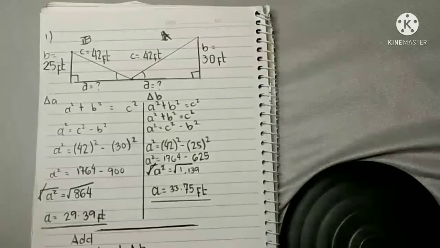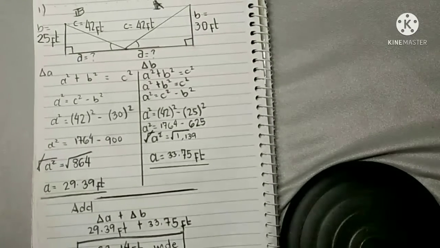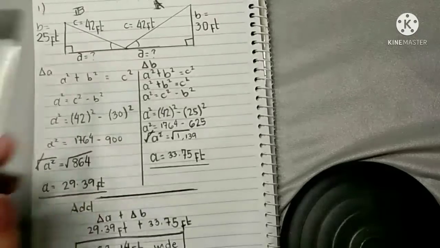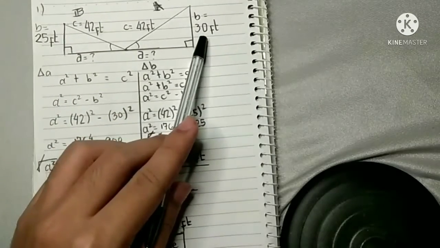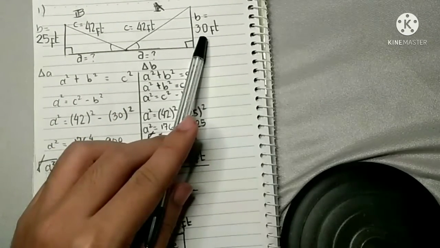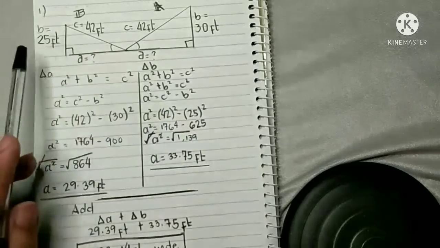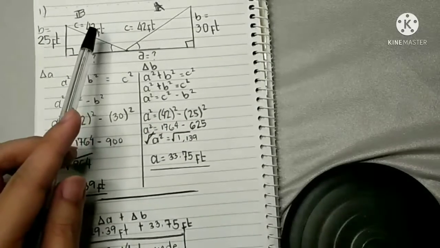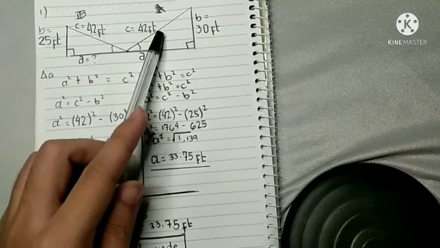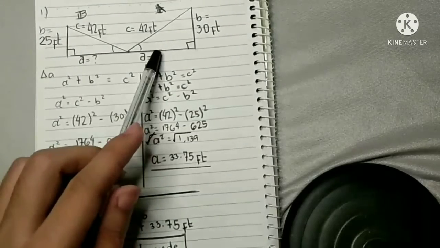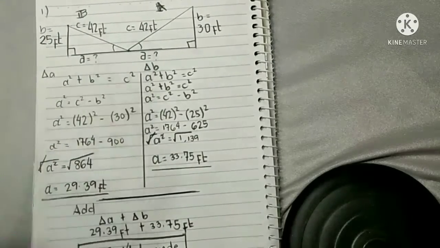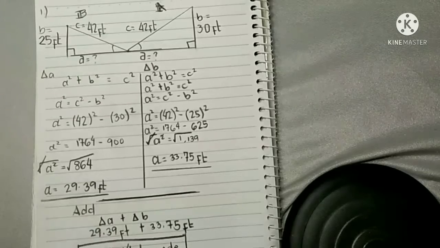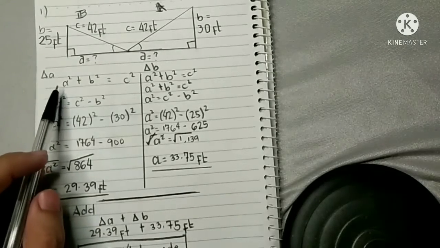To be able to solve and to know the distance between building and building, we must illustrate our given. So we have here 30 feet, which is the height of one building, and 25 feet, which is the height of our other building. And our ladder is 42 feet and 42 feet. So we are going to find our a, or our adjacent.